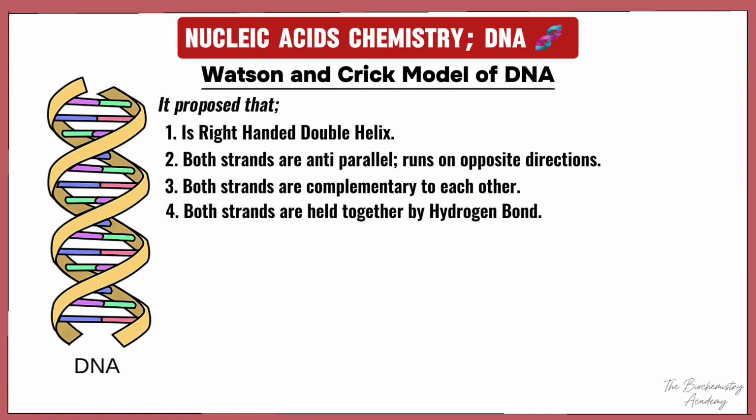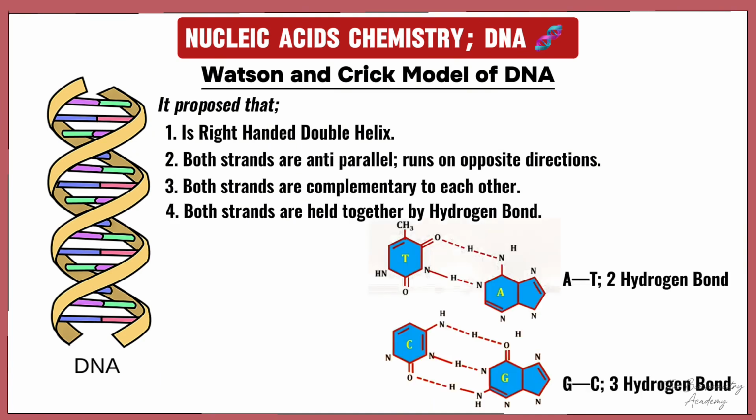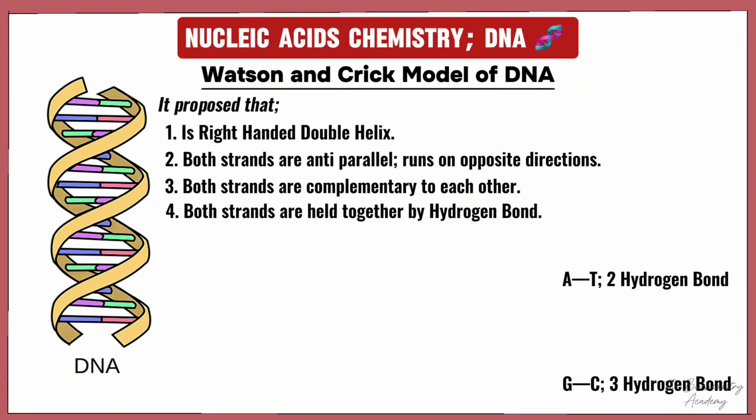The two strands are held together by hydrogen bonds that are developed between the purine and the pyrimidine of opposite strands. Adenine always binds with thymine with two hydrogen bonds, while guanine always binds with cytosine with three hydrogen bonds.